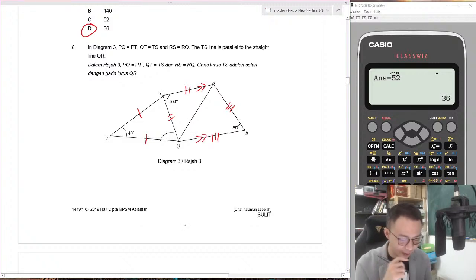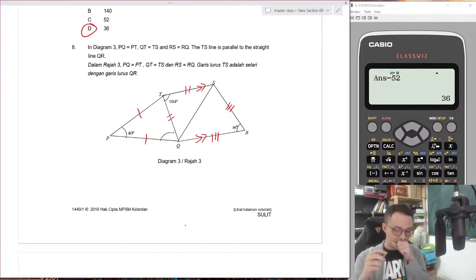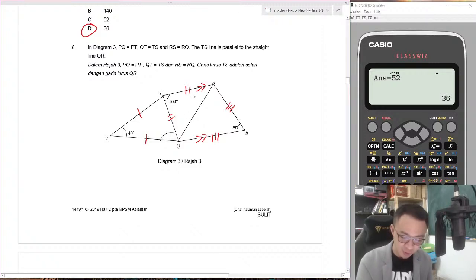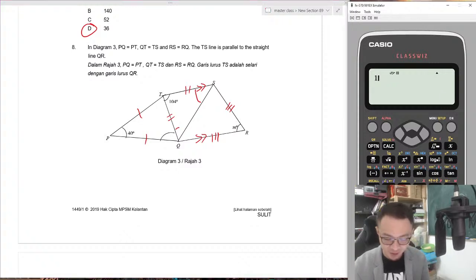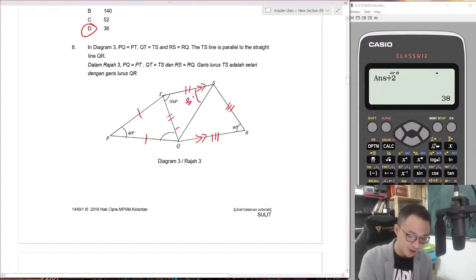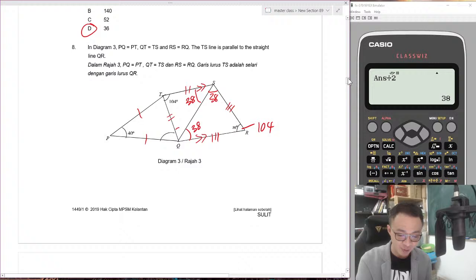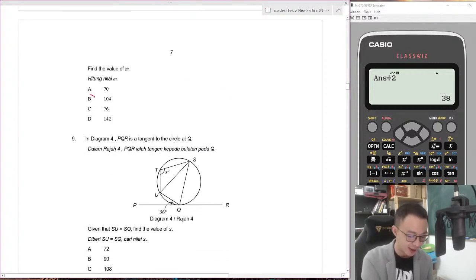So what I want to do right now is find this angle first because it seems more useful for us. 180 minus 104 divided by 2, because it's an isosceles triangle. 38. So this is 38. Since they are parallel, alternate angle, this is 38 as well. Then these two are the same length, so here will be 38. Then this one will be 104. So M should be 104 here. Answer is B.